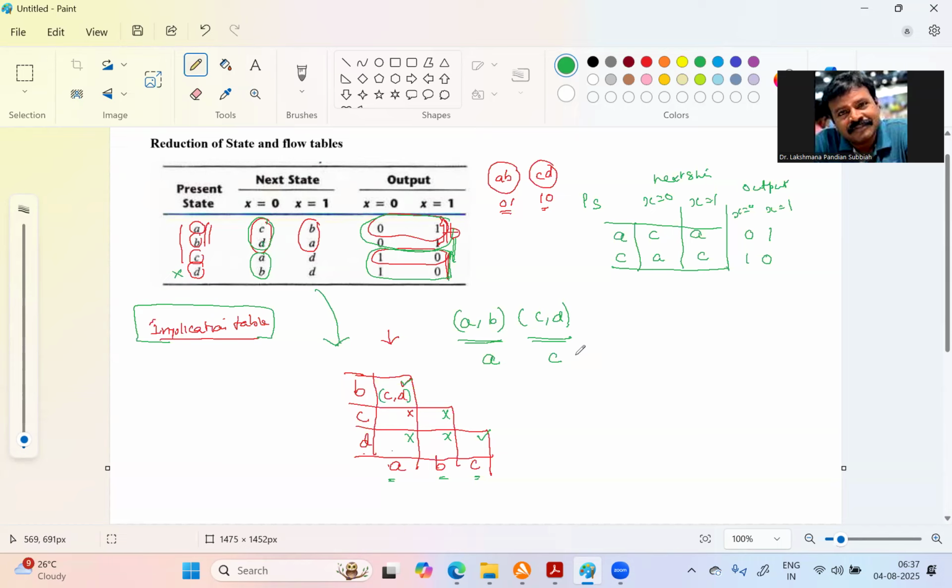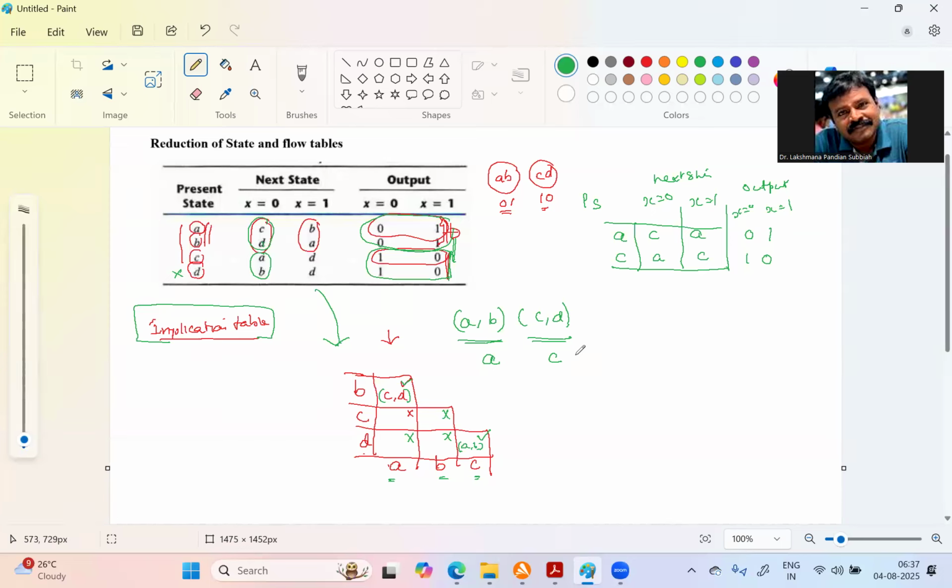Then we make a tick mark. AC has a different output, so it cannot be a pair; you make a cross mark. B and C also have different outputs, so make a cross mark. AD has a different output, so you put a cross mark. BD has a different output, so you put a cross mark. Then CD has the same output, so put a tick mark. AB is already a pair. For the direct transitions where both are D, don't worry about that.